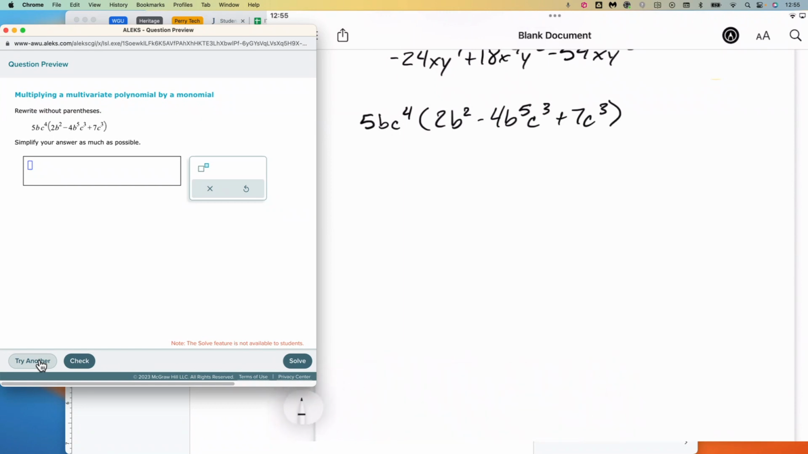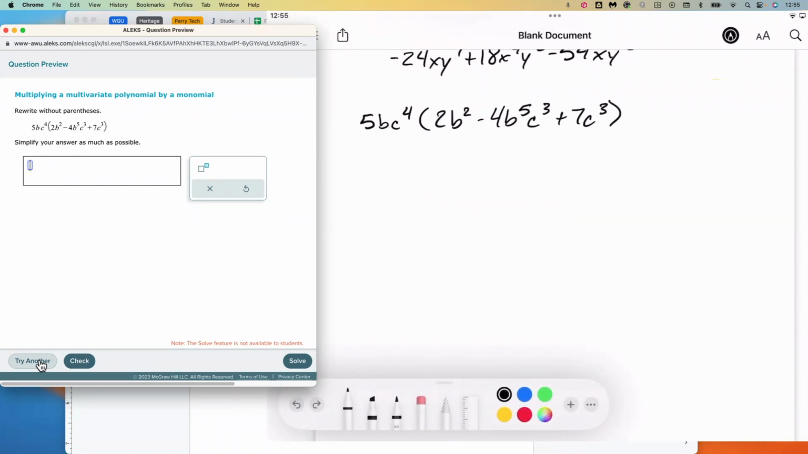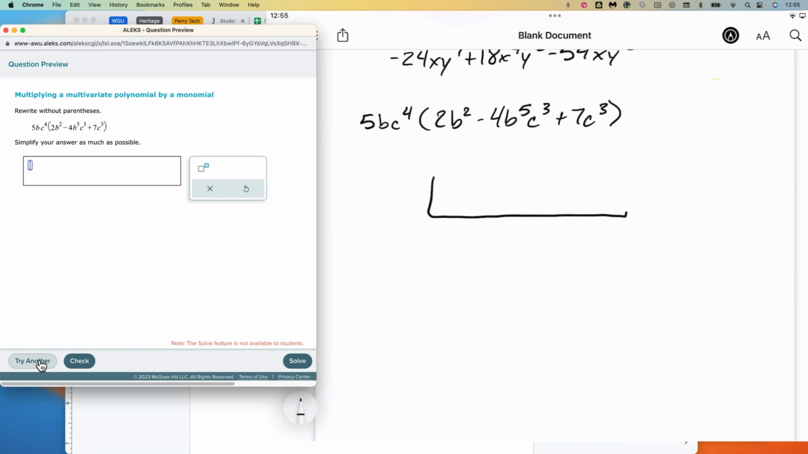And so again, we are going to have one thing times three things, and so write our box out here. I'm going to make it a little bit bigger actually. Again, this is my preferred method of doing this. If you prefer to do the arrows, you can do that. 5bc to the fourth, 2b squared, the negative stays with the 4b to the fifth c cubed, 7c to the third.